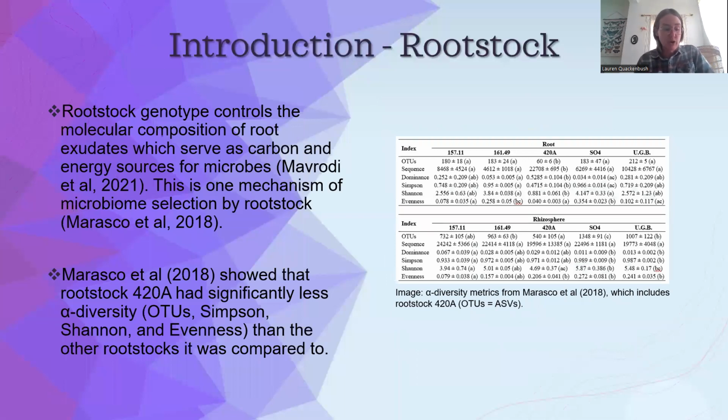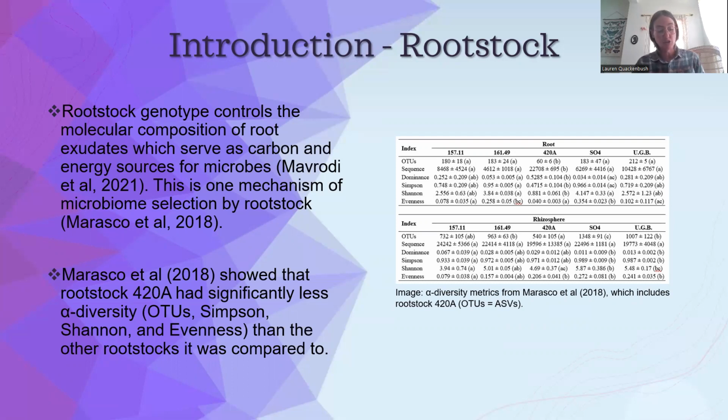Root exudates are known to influence the microbiome, and they include carbohydrates, amino acids, organic acids, and phenolics, which serve as a source of carbon and energy for microbes. Since the rootstock creates the root exudate molecules, this is one mechanism of rootstock microbiome influence. Rootstock influence on the microbiome is most significant in measures of alpha diversity.